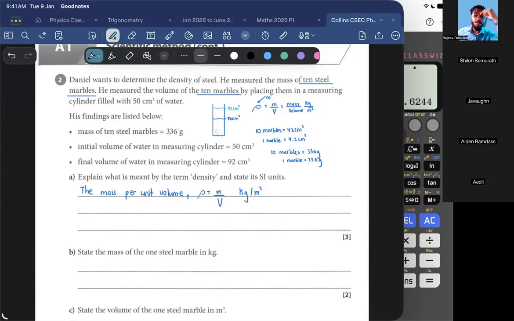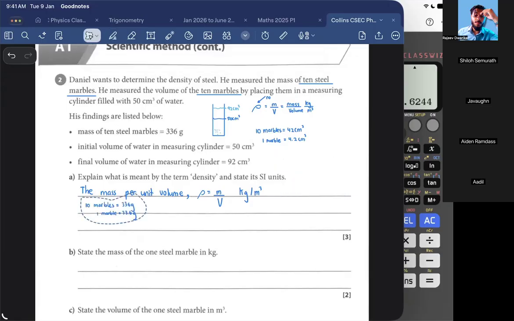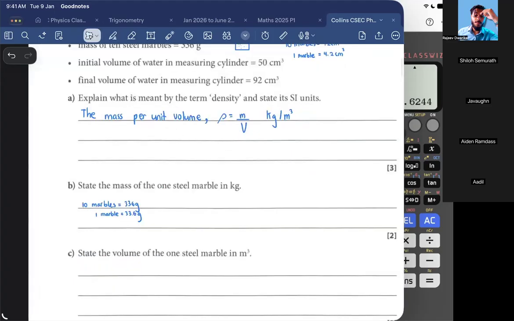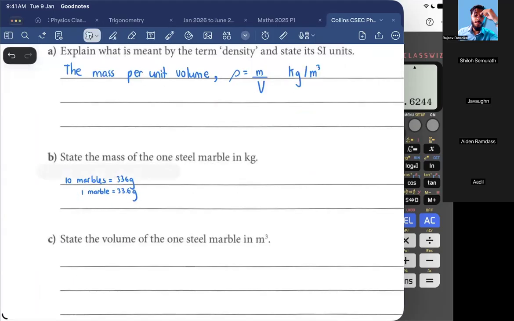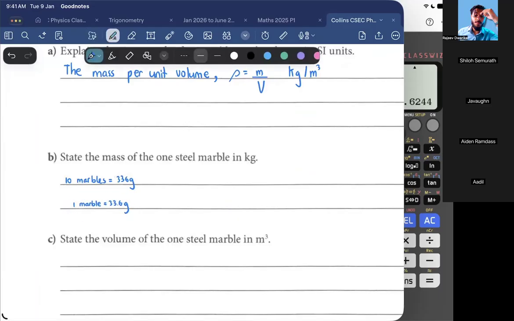Okay. Part B. State the mass of the one steel marble in kg. So what is the mass of one marble in grams? 33.6. But they want the answer in what? Kilograms. So what do we gotta do? If you want it in kilograms, what do we gotta do? You'd have to divide by 1,000. Yes, divide by 1,000.